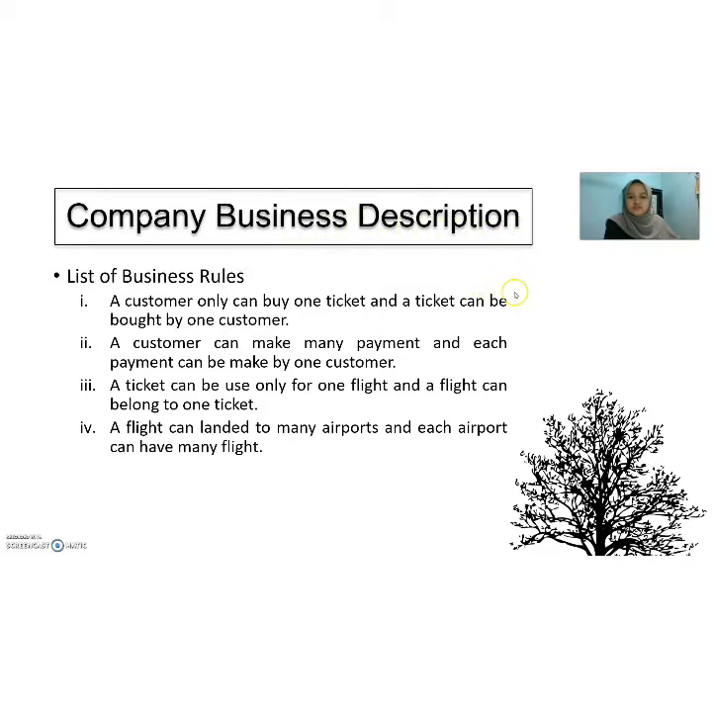List of business rules. First, a customer can only buy one ticket and a ticket can be bought by one customer. Second, a customer can make many payments and each payment can be made by one customer. A ticket can be used only for one flight and a flight can belong to one ticket. A flight can land at many airports and each airport can have many flights.